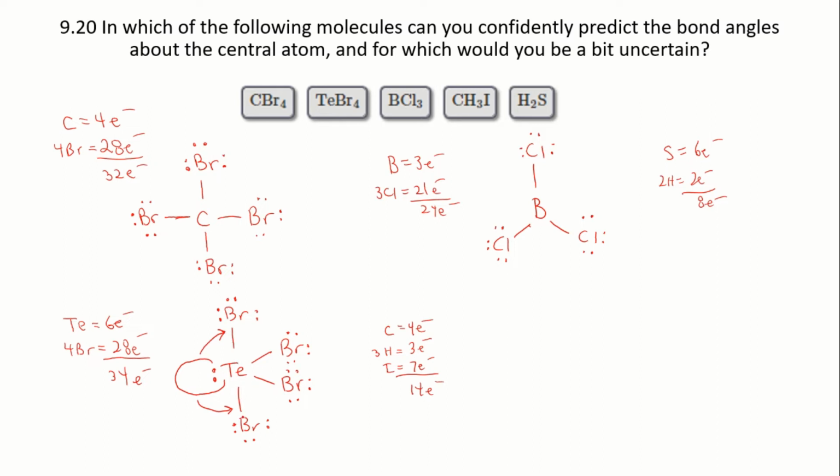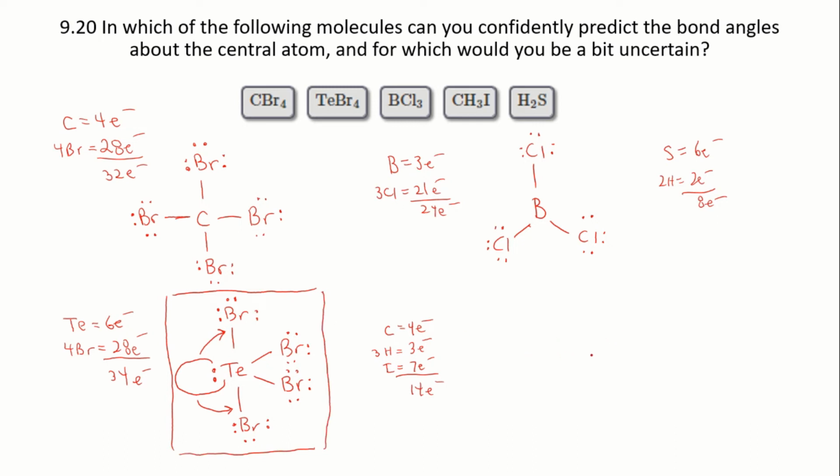So instead of expecting this bond angle to be 180, it might be 181 or 182. We're basically pushing these bromines a little bit farther away, and then these 2 bond angles here, instead of being 120, these 2 bromines might be 118 or 116 because they're being pushed closer together. So the tellurium tetrabromide, yeah, we would expect that to deviate from ideal bond angles.